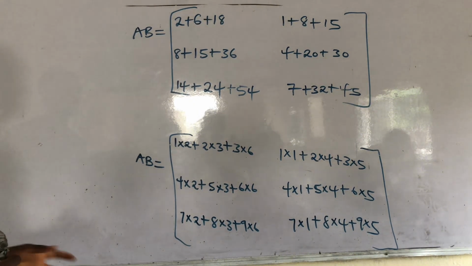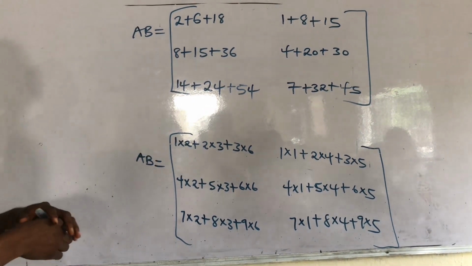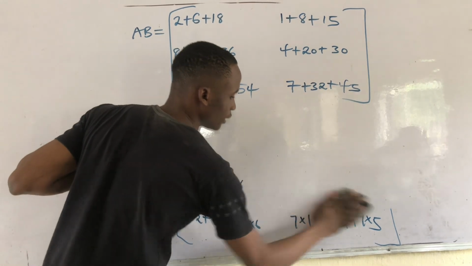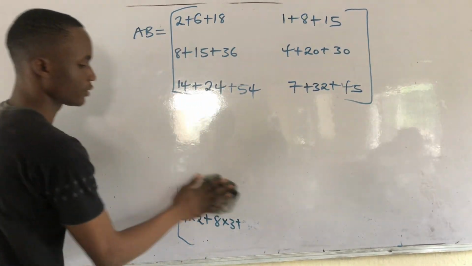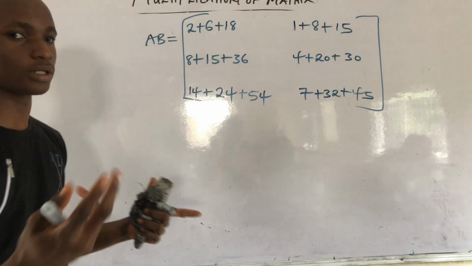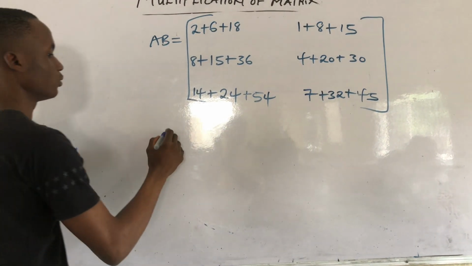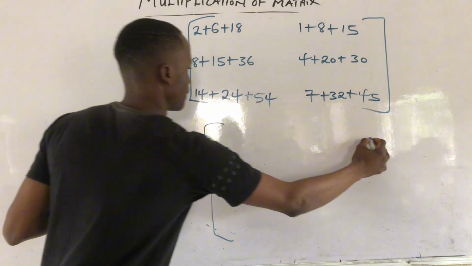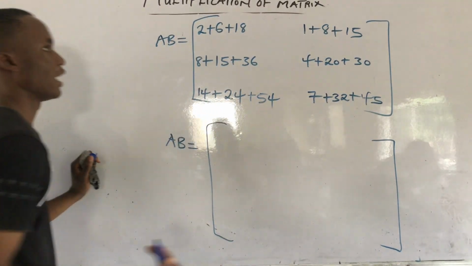Let's add them together. Remember, we just multiplied. Let's add them together. So I'm going to wipe this one off. In case I'm too fast, you could slow the video down and watch, or you rewatch multiple times, okay, to get it. So let's go. This is AB equal to, let's go, you can add with me.